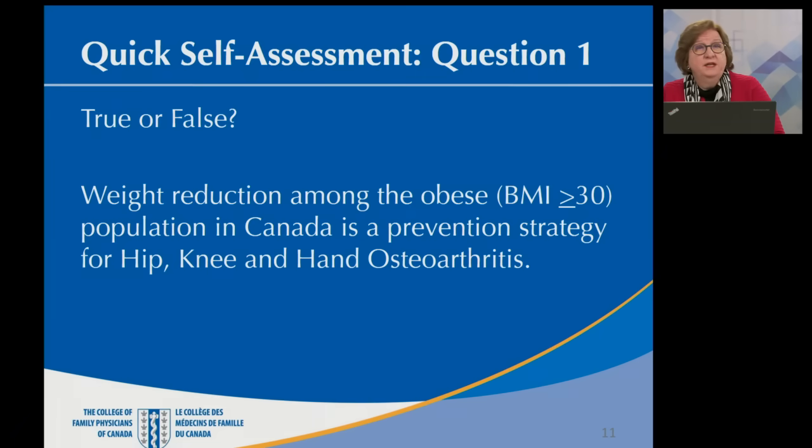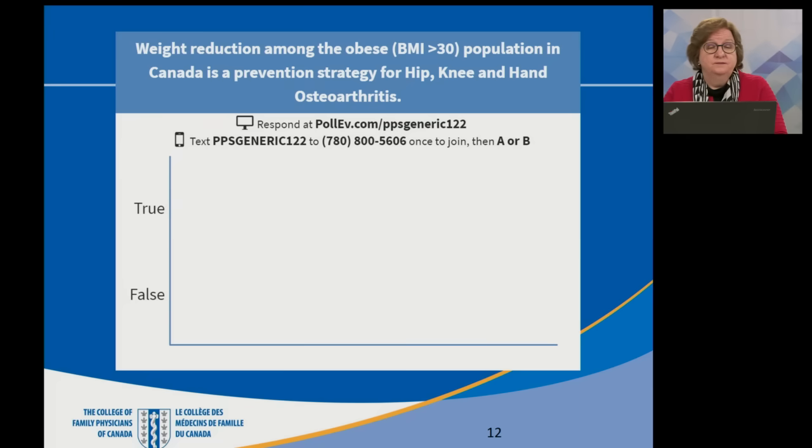Let's do a quick assessment question. True or false? Weight reduction among the obese, that is over 30 on the BMI scale, is a prevention strategy for hip, knee, and hand osteoarthritis. True or false? We'll give you a minute to answer this question.